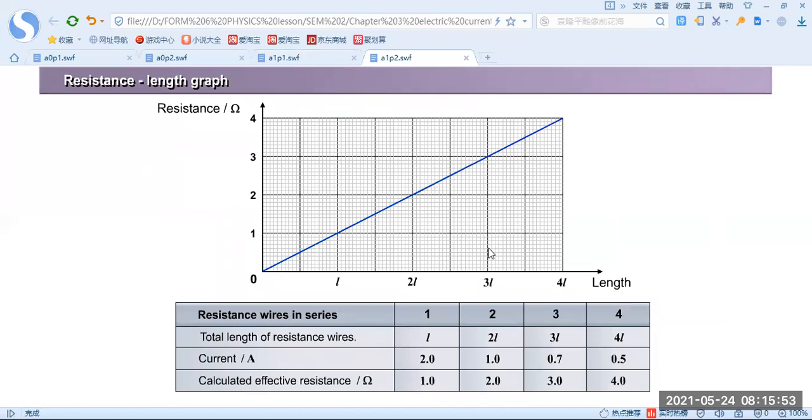Now, we observe the resistance against length graph. In the resistance against length graph, when the length increases, we notice that the resistance is directly proportional to the length. When the length of the conductor increases, the effective resistance in the circuit also increases as well.